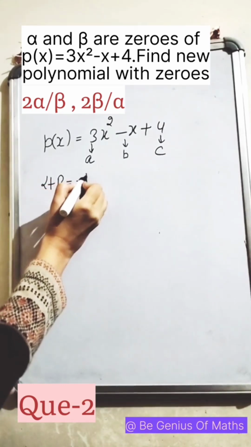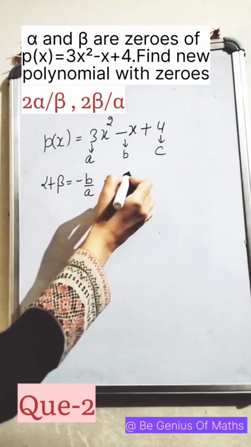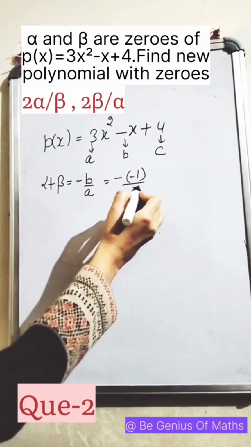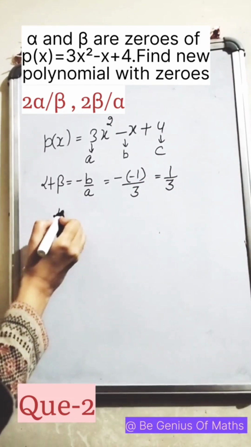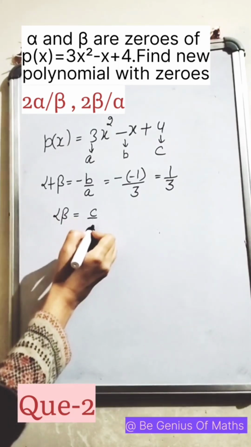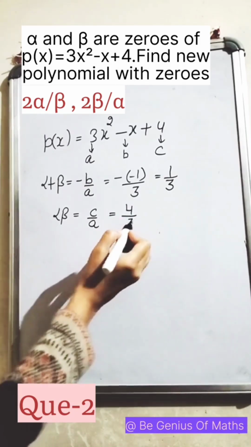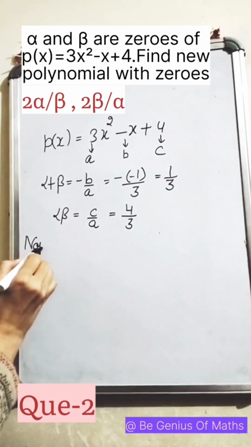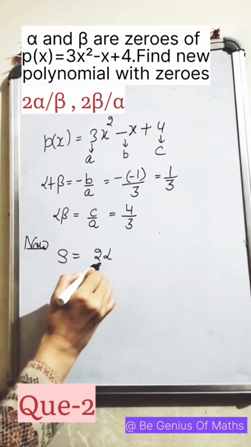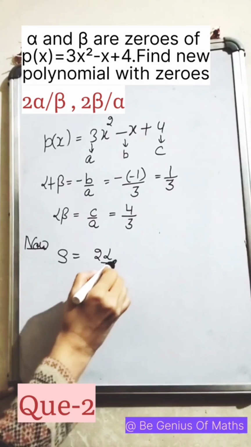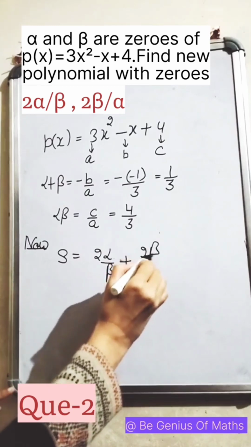Now alpha plus beta is minus b by a. Minus b is minus of minus 1, by 3. It becomes 1 by 3. Alpha into beta is equal to c by a, which is 4 by 3. Now we will find the new sum of new zeros, and the new zeros are 2 alpha by beta and another zero is 2 beta by alpha.